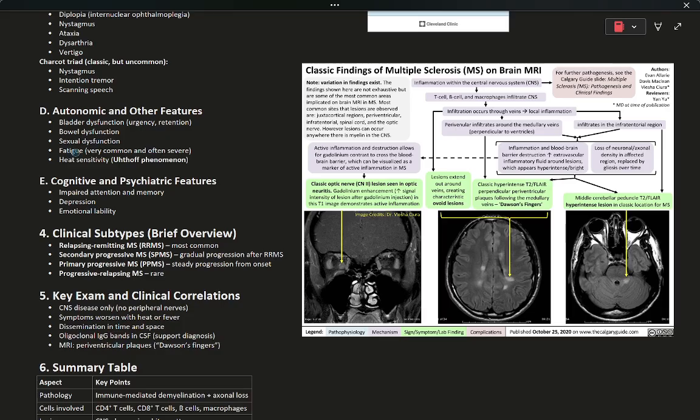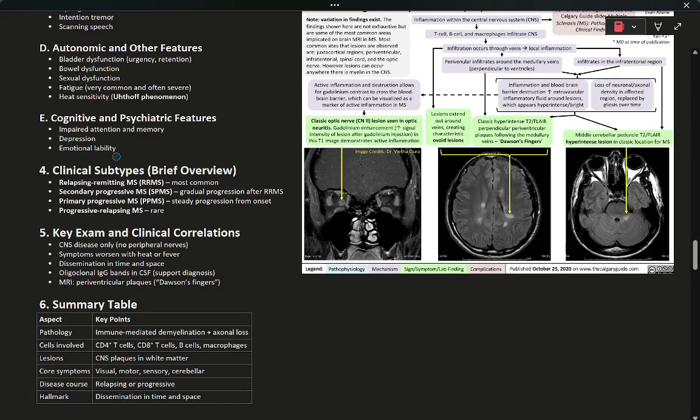Then there are sensations of fatigue, and fatigue can be very severe. And there's this phenomenon called the Uhthoff phenomenon, where the patients have increased sensitivity to heat because of some neurological lesion. So be mindful of that. And then some cognitive and psychiatric features are important because psychiatry and neurology are very intertwined. So they can include impaired attention and memory, depression, and emotional lability.